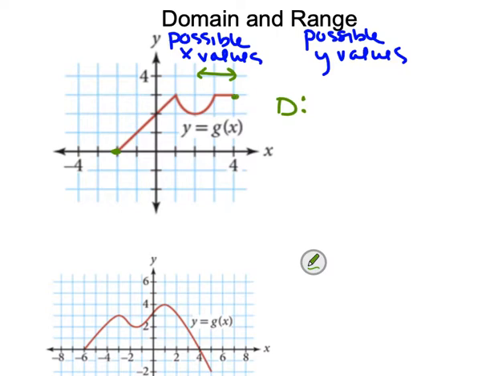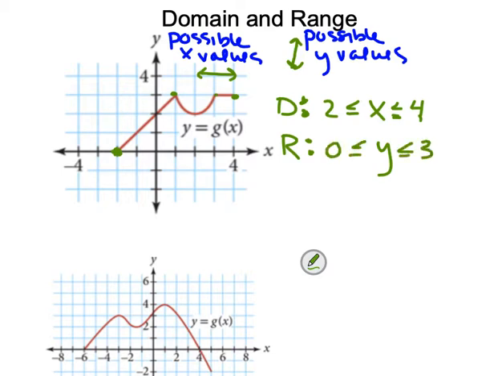Some people say D for domain with a colon, and they say the x values are greater than or equal to -2, but less than or equal to 4. And that would be an appropriate way to write the domain. The range, R with a colon, the range are the possible y values, so you're looking up and down this time. It looks like the lowest the graph gets is y equals 0, and the highest it gets is up at 3. So the range is the y values greater than or equal to 0, but less than or equal to 3.